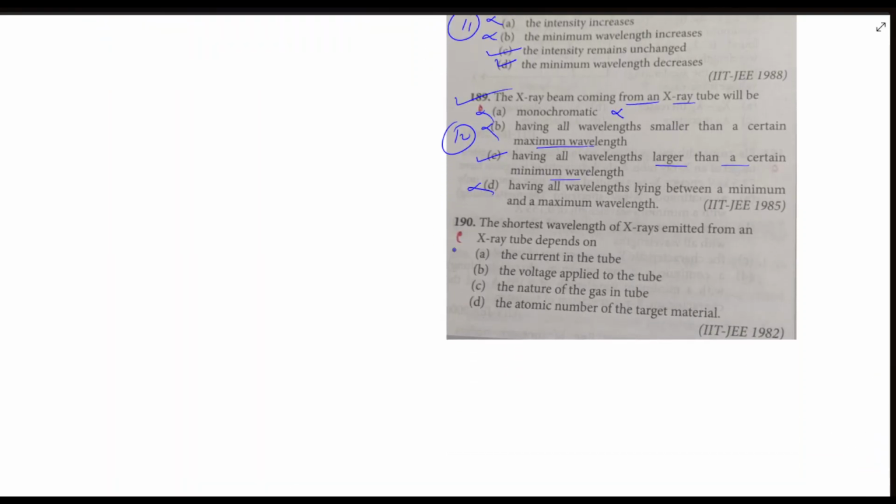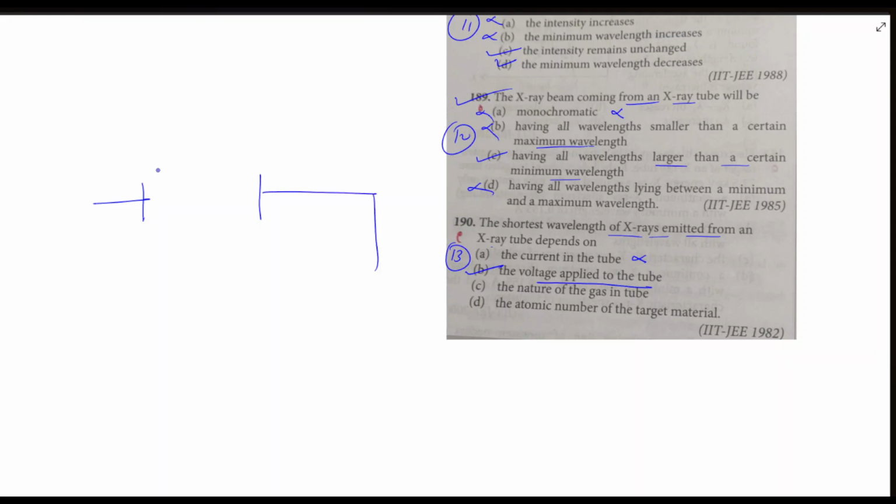Now let's move on to the 13th question. The shortest wavelength of X-ray emitted from an X-ray tube depends on the voltage applied to the tube. So B is correct, right? Current on the tube, that is wrong. It depends on the voltage. Nature, again same. You will say, sir, voltage and current are the same. No, that is wrong, right?